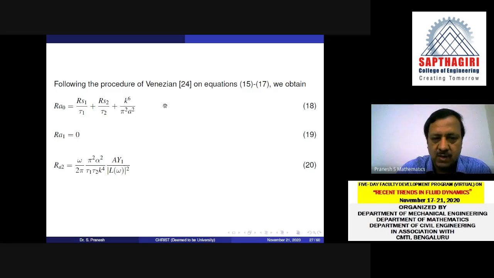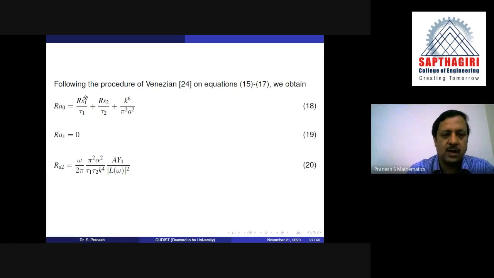When we use the Venezian approach, RA1 becomes equal to 0, and we get RA2, the correction to the Rayleigh number, and we have calculated only up to epsilon square. If one requires higher order, you can calculate further; RA3 will again become 0, you can find RA4, and like that we can continue. We stop at this stage itself. So RA0 is the unmodulated Rayleigh number, and RA2 is the correction to that unmodulated Rayleigh number.